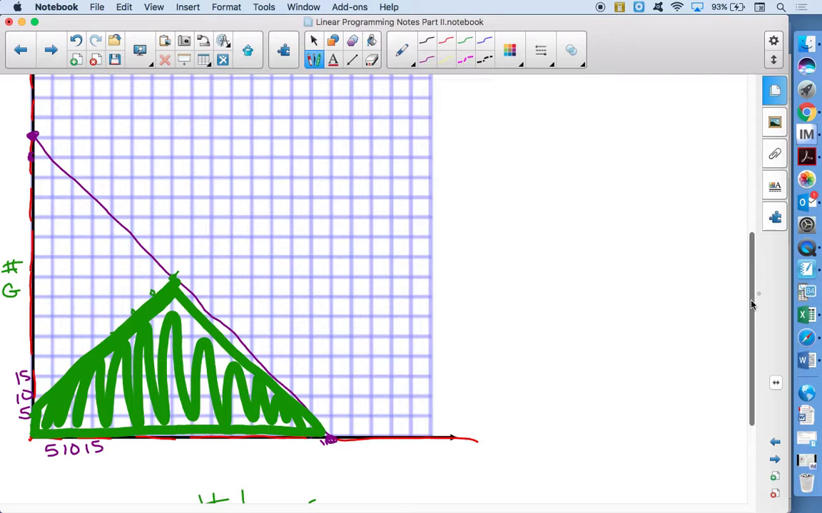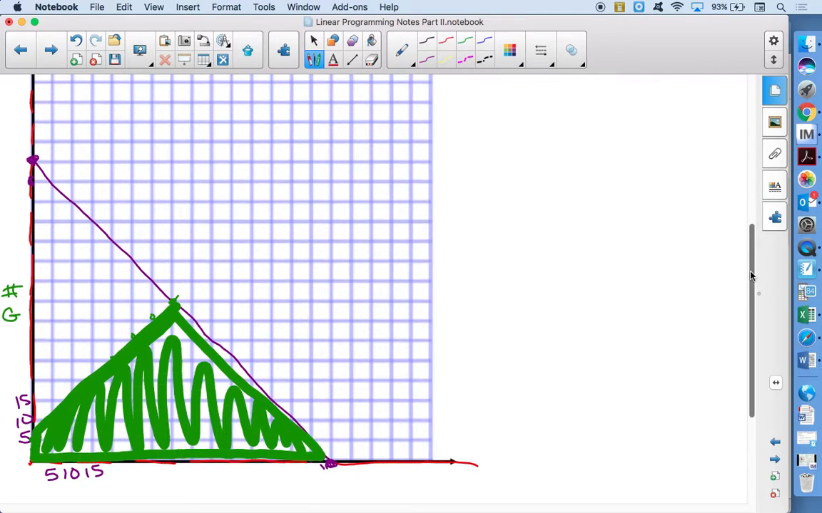Shade that in. And then if you list the corner points.